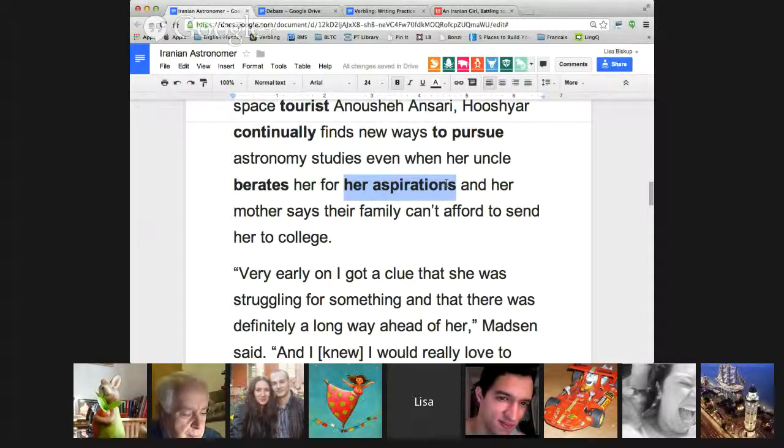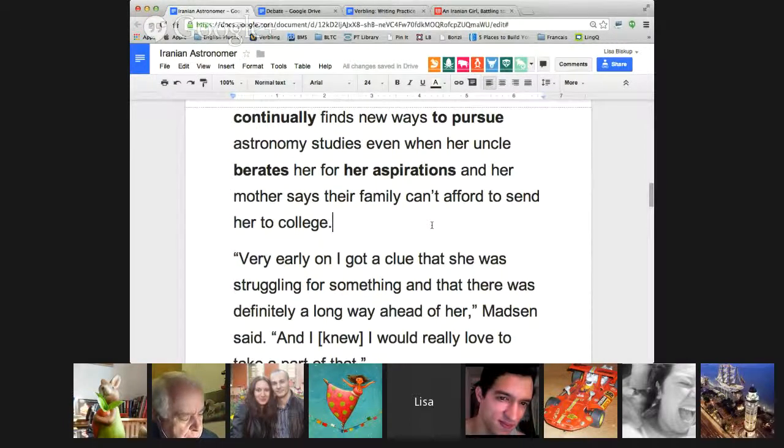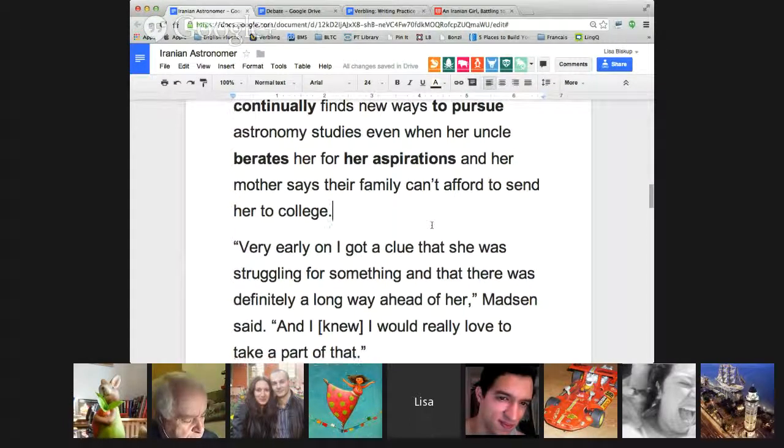So you can imagine, if you have in your mind a picture of this young girl saying, I want to do this, and her uncle's just saying, yeah, that's not for girls, you're never going to make it. He's berating her. He's being negative, saying negative things, telling her, I don't know exactly what he's telling her, but that's what it means to berate somebody, put them down. So he is putting her down, not supporting her.